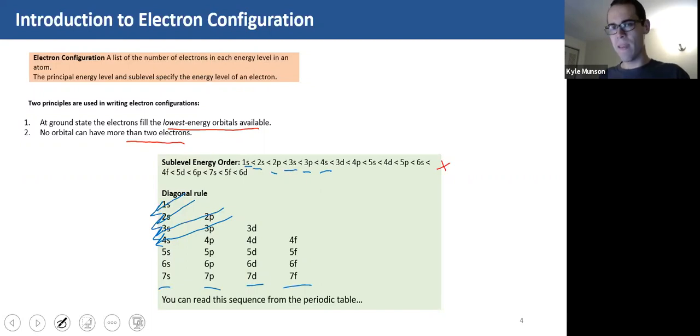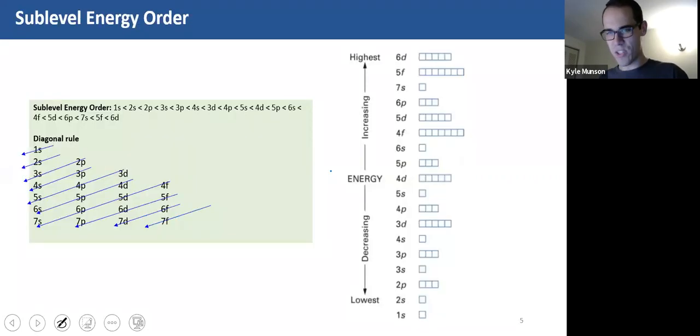I'm going to go to another slide here. This shows it much better than how I was writing it. Again, you do all of the diagonals, and you can basically reproduce this order here. And that was one of our learning goals, to be able to write these sublevels in order of increasing energy. And here it is depicted on the right. You have the lowest energy levels down here at the bottom. The highest energy levels are on the top.